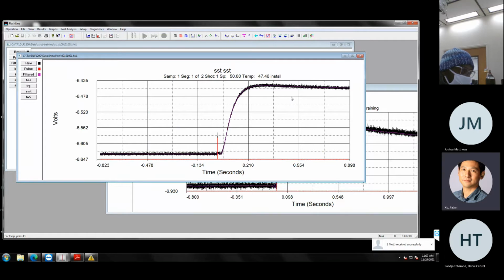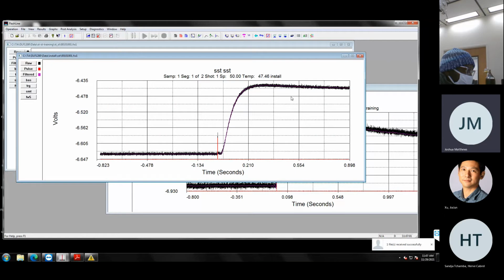So is 200 millivolts a typical value we should look for? It depends on the sample as well. If you have a very high diffusivity sample, it might be higher. If you have a low diffusivity sample, it might be a little bit lower. But this is the overall shape that you want to see.